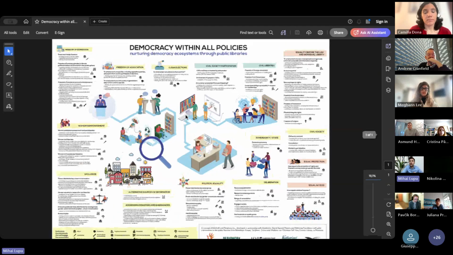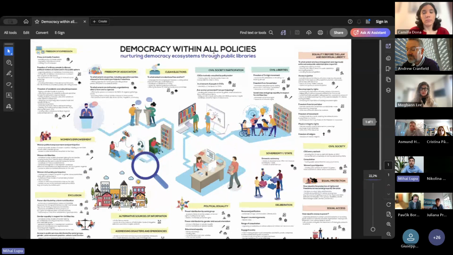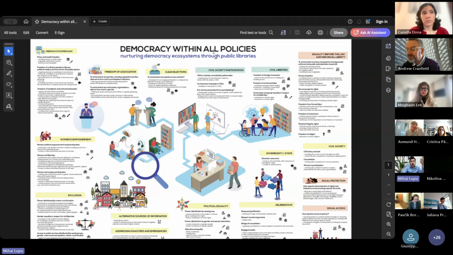So we've called it democracy within all policies, because we were at a stage where we don't look at civic education, education on democracy, etc., only as a subject in school, that you have as you have mathematics or geography, and then that's it. But we see that actually pretty much each subject, if we take the school, can tackle somehow, can talk about democracy within their subject. And here, nurturing democracy ecosystems for public libraries.